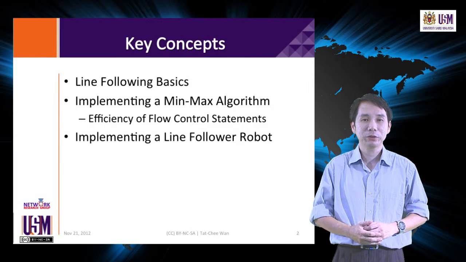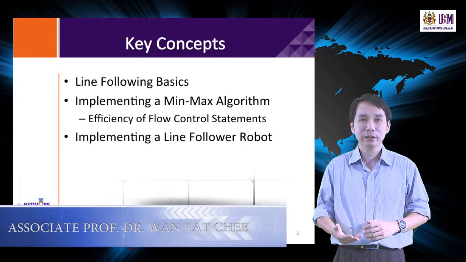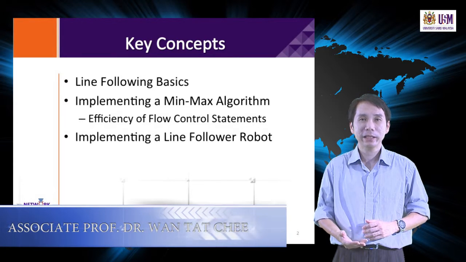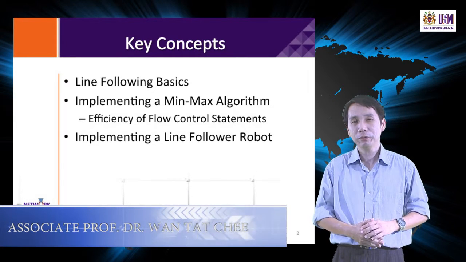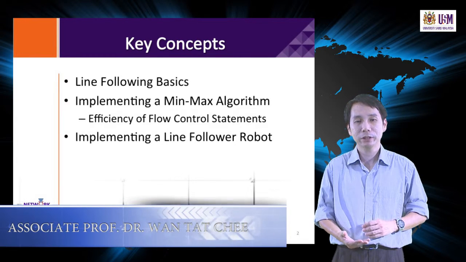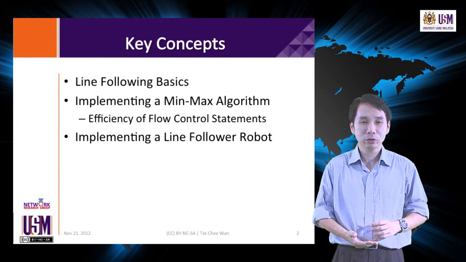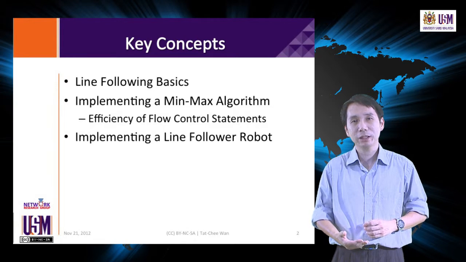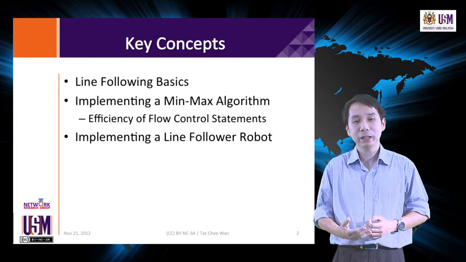Key concepts we will cover today include the line following basics, meaning how a robot tracks a line painted on the ground to achieve the goal of following the line towards a certain objective. Secondly, we will look at how we can implement a min-max algorithm, which is to determine the minimum and maximum values in a group of input values. And we will also look at the efficiency of various flow control statements in achieving an efficient implementation. Finally, we will use what we have learned to implement a line follower robot.